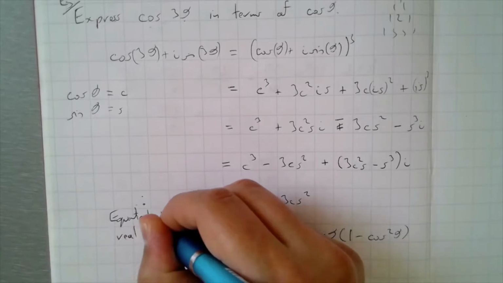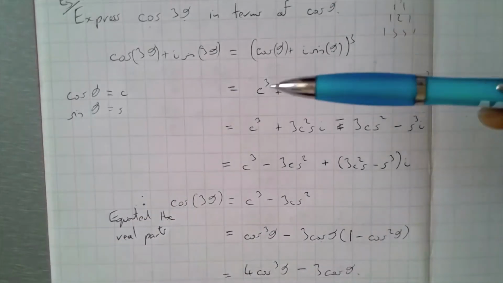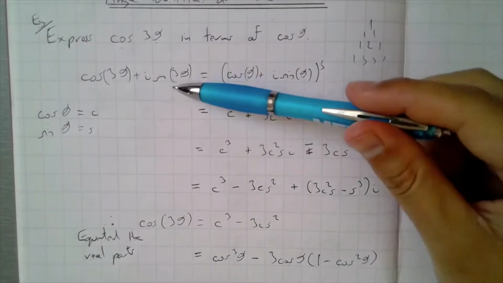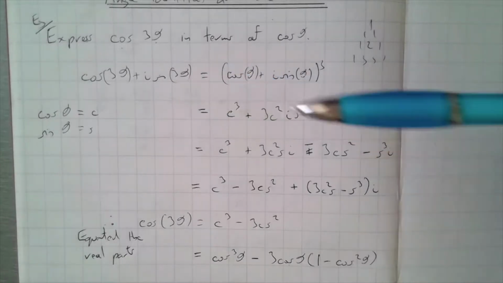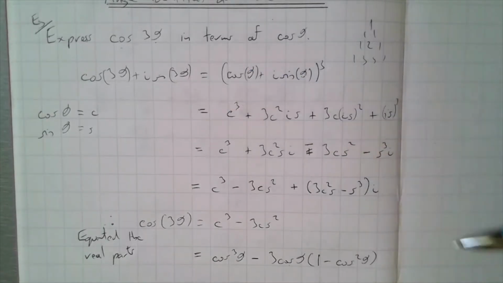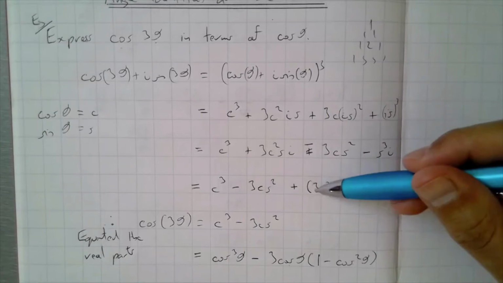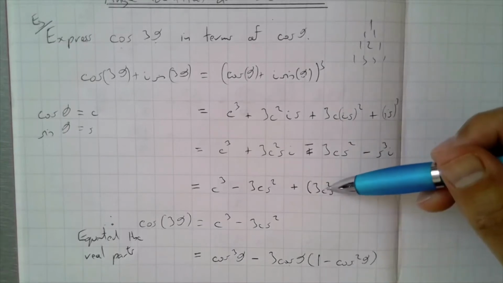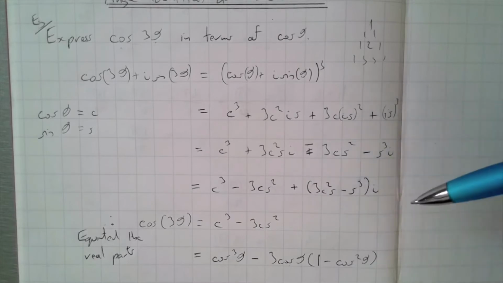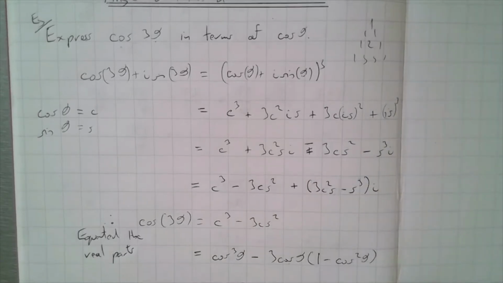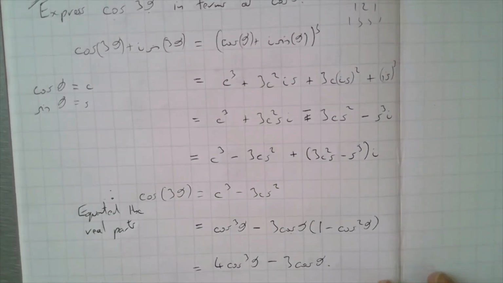And hopefully you can see from here that if you were asked to write sine 3 theta in terms of just sine thetas, you could do that also. Here's the imaginary part here. Cos squared is 1 minus sine squared, so you could do a very similar process to find out what sine 3 theta is.